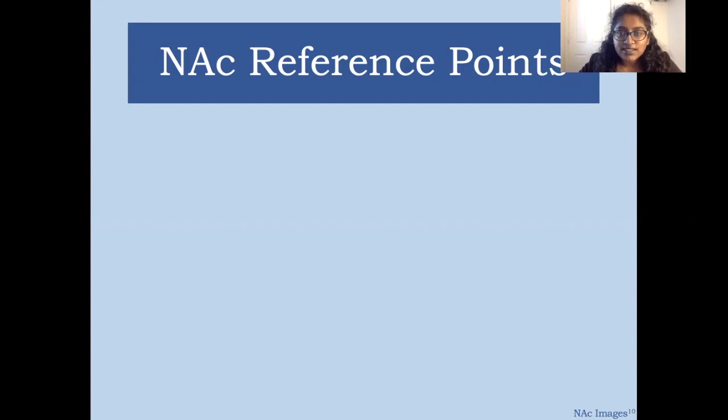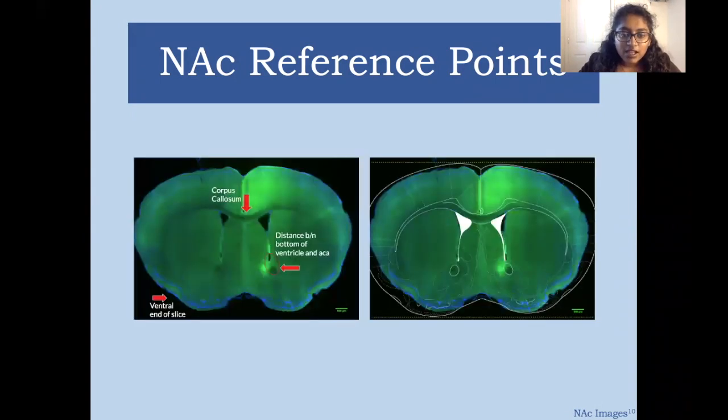When looking at brain slices in the vicinity of the nucleus accumbens region, there are a couple reference points that we can look at to pinpoint exactly where in the brain we are. One useful one is looking at the distance between the bottom of the lateral ventricle and the ACA, or the anterior end of the anterior commissure. Another good one to look at is the size and shape of the corpus callosum, as well as the shape of the ventral end of the brain slice.